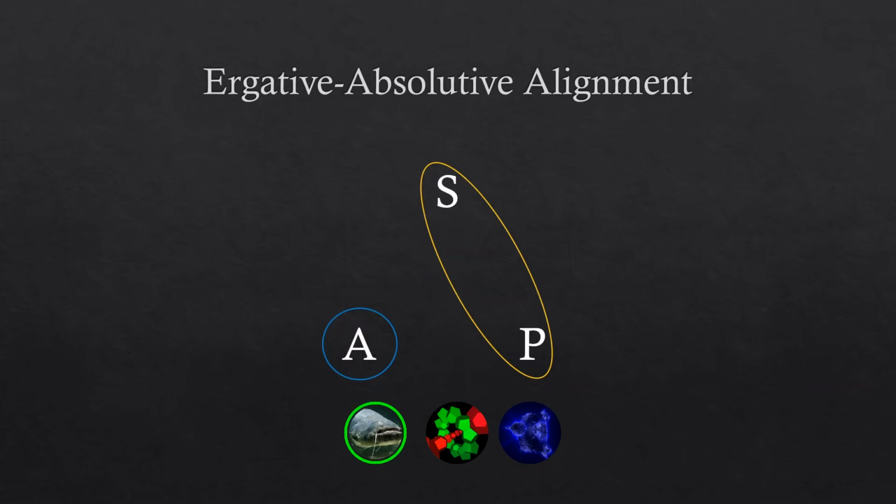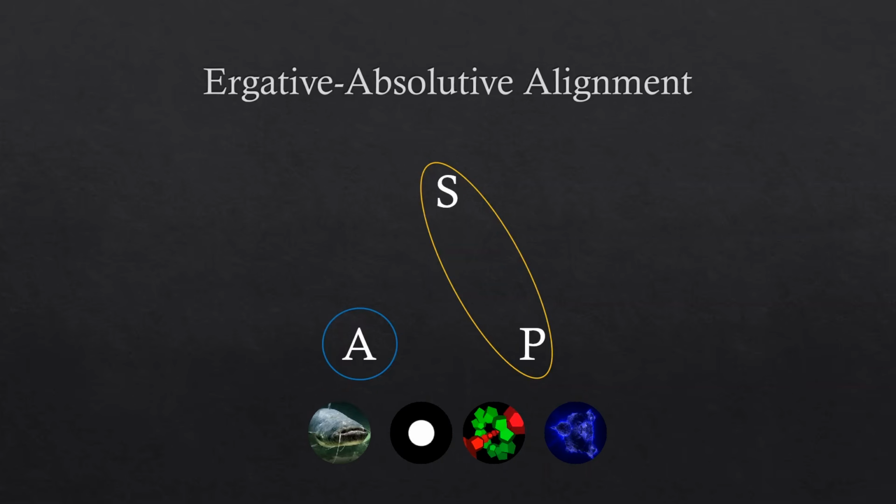When you have the S and P grouped together and the A is excluded, this is referred to as an ergative-absolutive alignment. Has anyone heard these words before? I'm just curious. Yep, I've heard it before. Anyone else? Okay, that's pretty good.